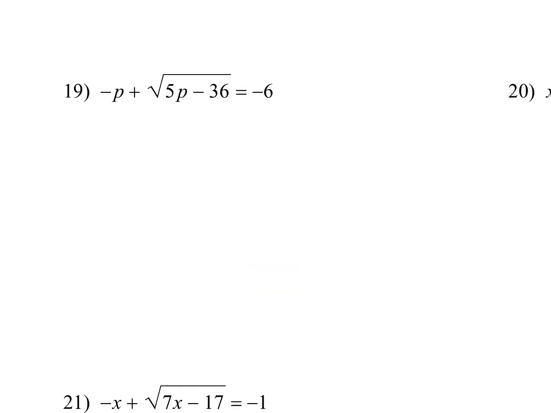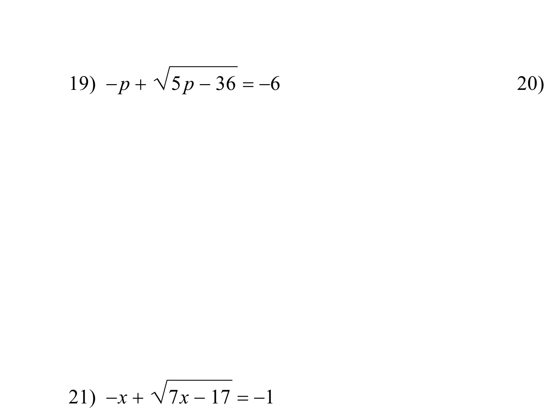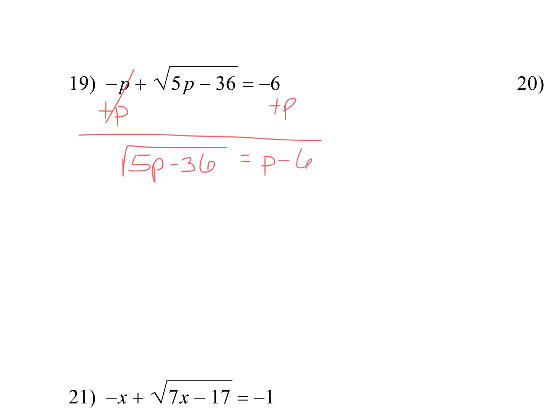Okay, let's look at this one. Is the radical by itself? No. How do I get it by itself? Add p over. So we have the square root of 5p minus 36 equals, I'm going to put p minus 6. Now the radical's by itself, what do we do? Square. What's it going to look like on the other side?